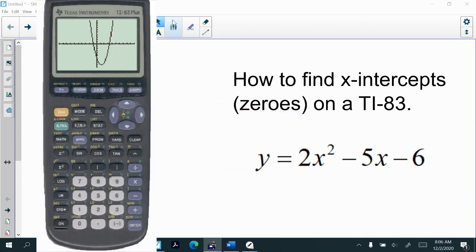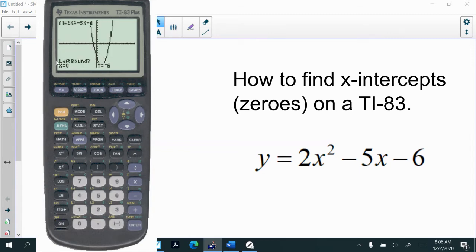Okay, so now I can actually draw on this, and I'm going to begin by just concentrating on this piece in here. So what I do is I hit second, trace, and I'm trying to find the 0. Now again, x-intercept, another name for that is 0. So I'm just going to hit 0, which is 2. I can either highlight it by using the down arrow or just pushing 2.